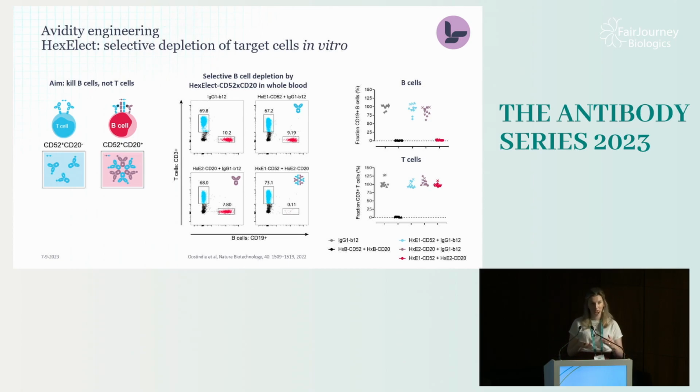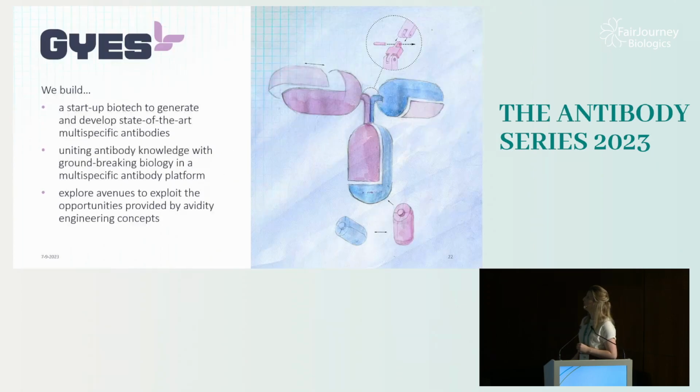So depleting B cells in these mice, but not the T cells. And we looked in the blood, but also different organs. We also checked complement deposition, and we could nicely show that there was no complement deposition for this combination, but that there could be for the hexabody antibodies that were the counterpart or the control in these experiments.